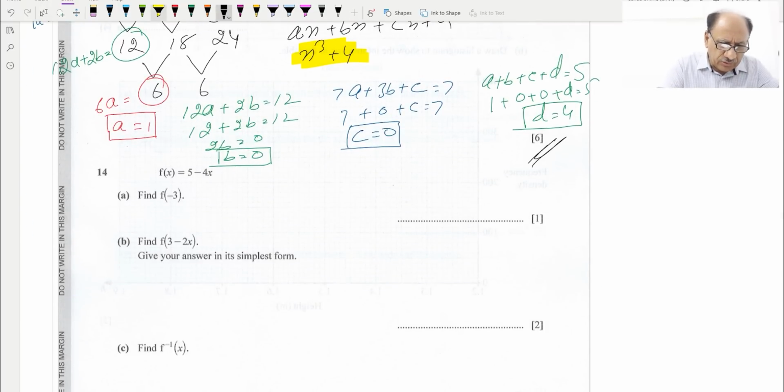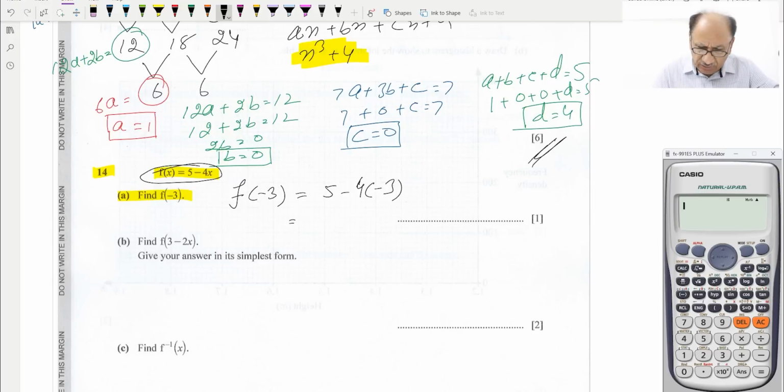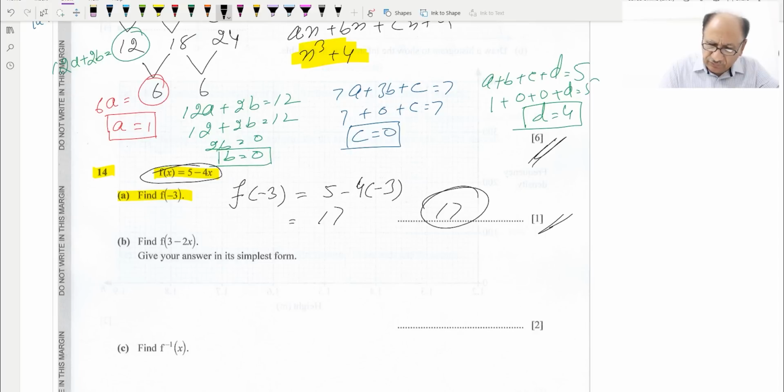Hopefully you understood this. Now we can move to question number 14, where f of x is given. f of x is equal to 5 minus 4x, and we need to find f of minus 3. We will be just replacing x with minus 3 in this equation. So 5 minus 4 into minus 3, bracket close, and this is equal to 17. So our answer will be 17 for 1 mark.